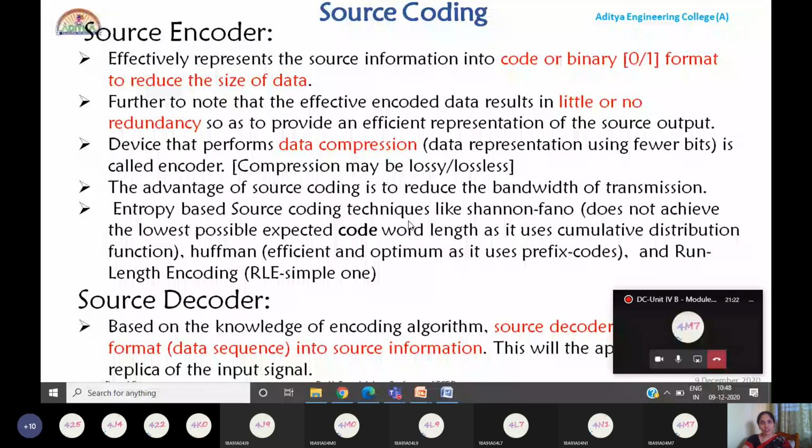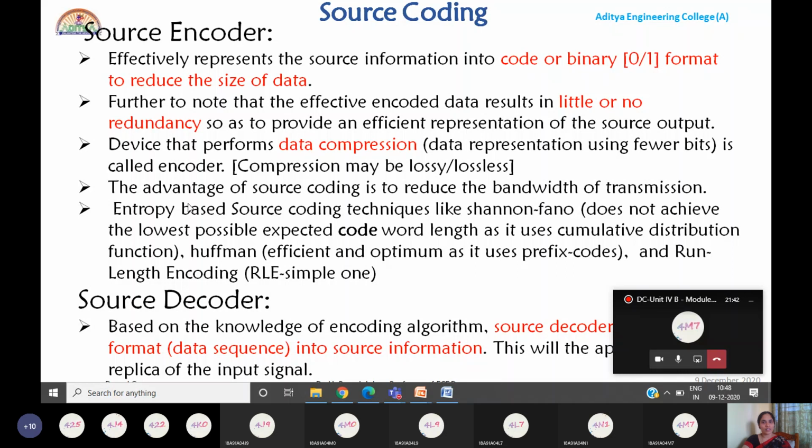Okay, so the advantage of source encoding is to reduce the bandwidth of transmission. In exams, for example, if you are asked to write the advantages of source encoder, you need to write down all these points. Another advantage is to reduce the transmission bandwidth.